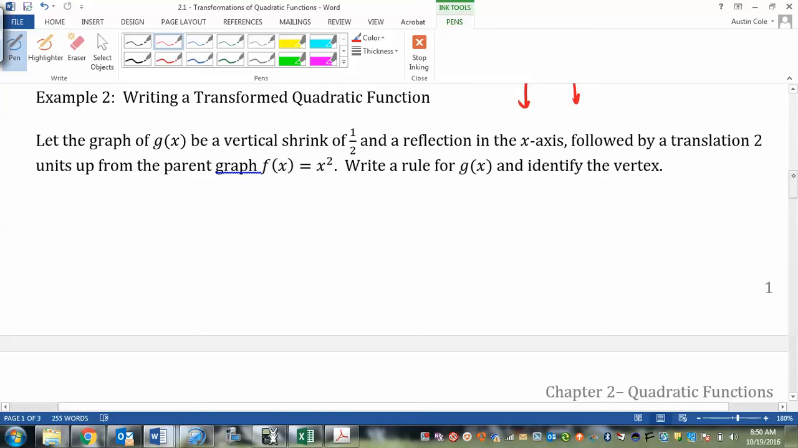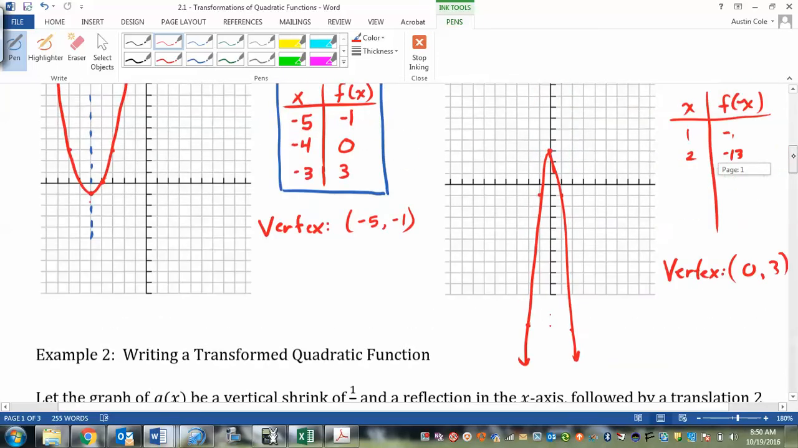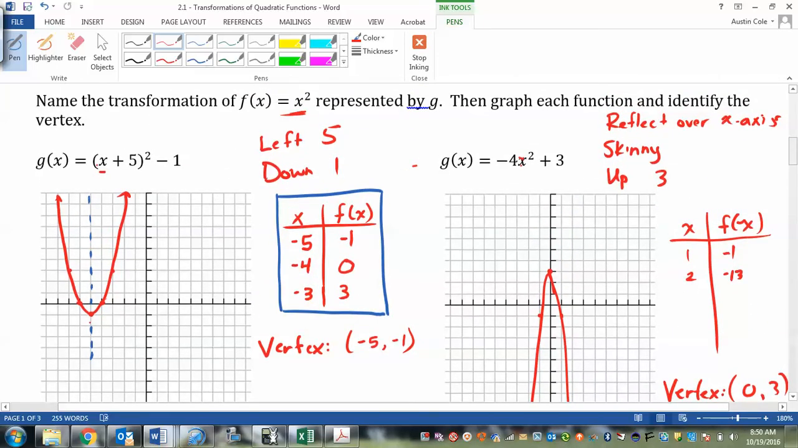Okay. Now here's what I'll say. A lot of people say, Mr. Cole, can't we just graph these on our graphing calculators? And the answer is yes. And we will do that later in the year. And we'll do that actually later today. But the problem is, on this test, I will have a calculator portion of the test and a non-calculator portion of the test. So we need to be able to graph these without using our graphing calculator.